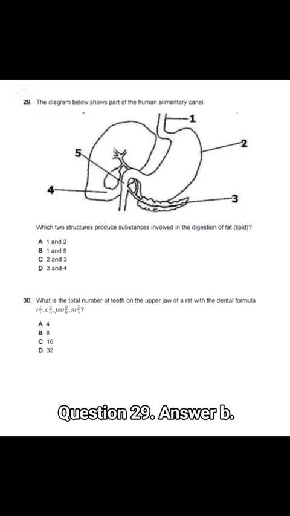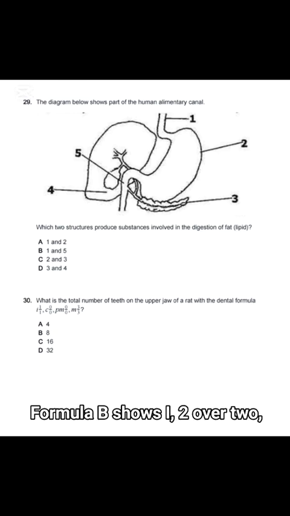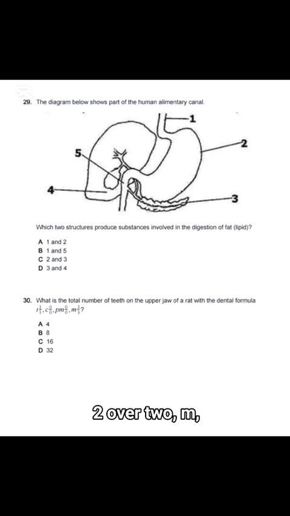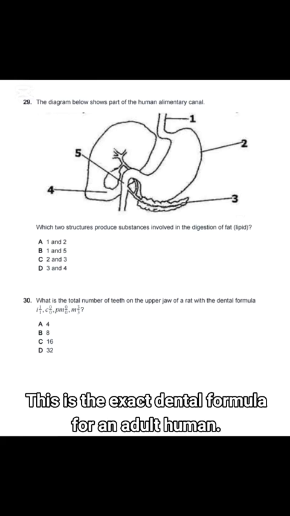Question 29. Answer: B. Explanation: looking at the provided dental formulas. Formula B shows I 2/2, C 1/1, PM 2/2, M 3/3. Let's calculate the total teeth. (2 plus 2 plus 1 plus 1 plus 2 plus 2 plus 3 plus 3) times 2 is equal to 16 times 2, which is equal to 32. This is the exact dental formula for an adult human.